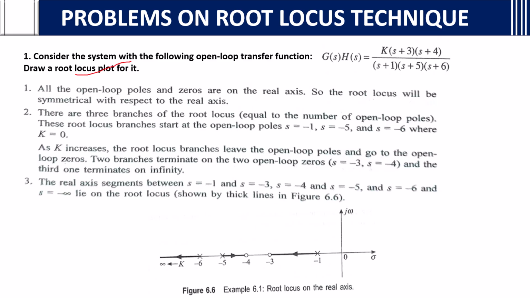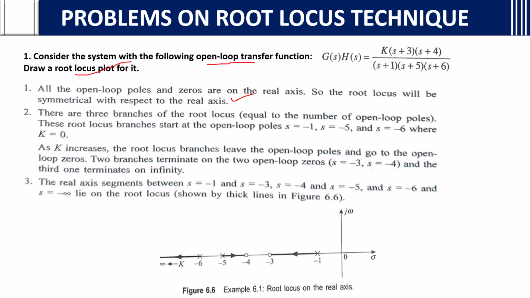How can we do it? As it is an open loop transfer function, all the open loop poles and zeros are on the real axis. So the root locus will be symmetrical with respect to the real axis. As all the poles are on the real axis, it is symmetrical, as we have seen in the first rule. There are three branches of the root locus, equal to the number of open loop poles.